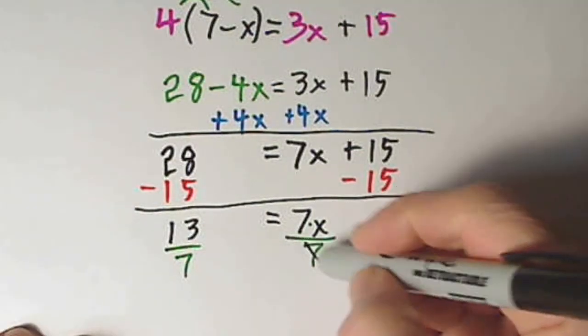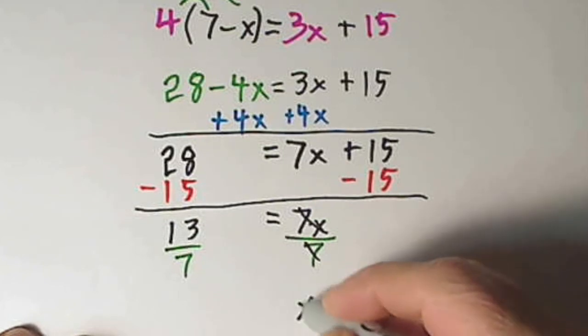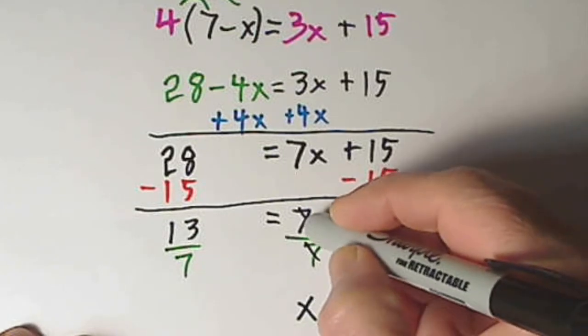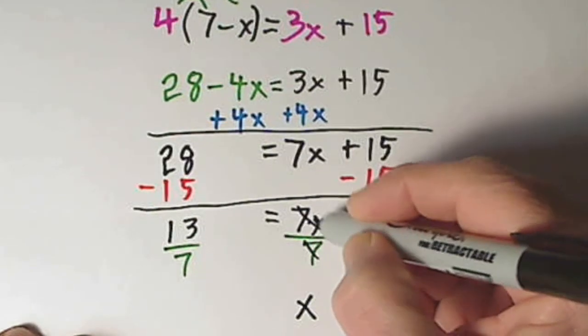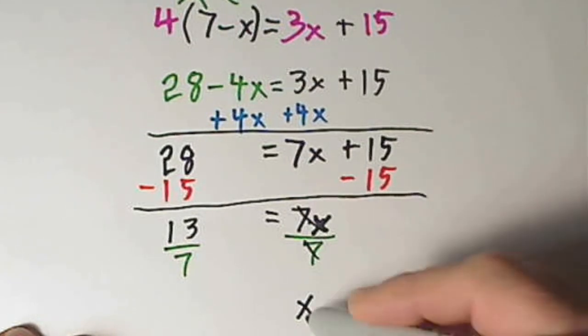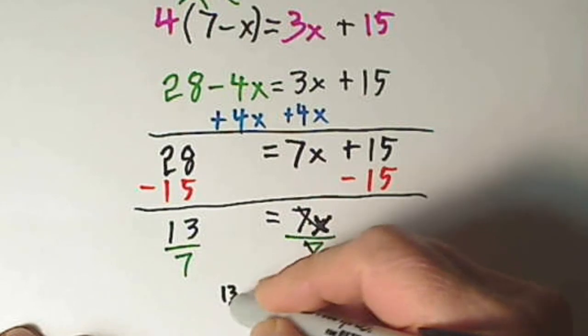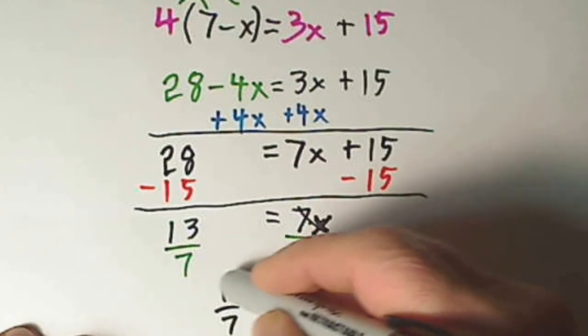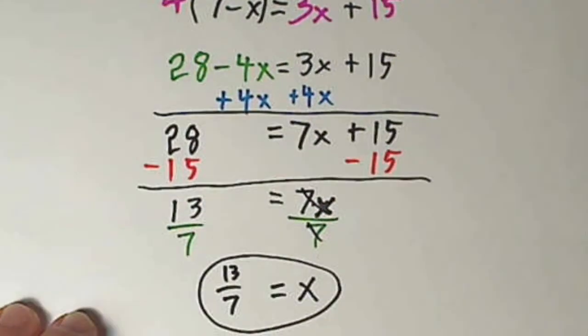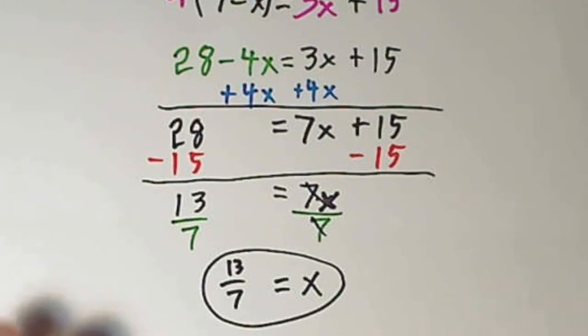7 goes into 7 once, so that cleans up, and you're left with x. I did not cross out the x. I only crossed out the 7. Okay, the x is still right there. So here's the x, and it's 13 sevenths. Okay, hopefully that's still on the page.